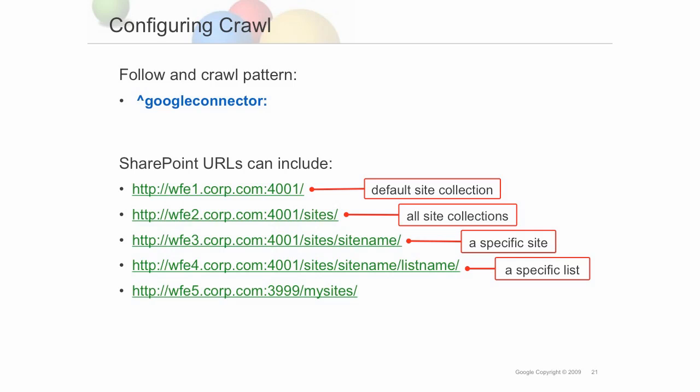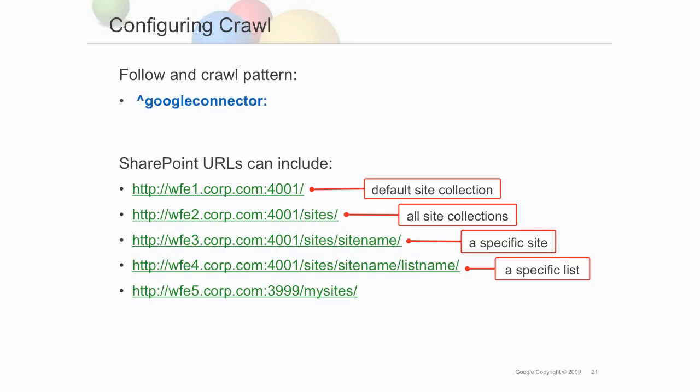SharePoint URLs are hierarchical in nature and can include such patterns as the default site collection with just the host and port, all site collections with the word sites added to the host and port, a specific site collection with the site name appended, or a specific list of objects by specifying the library name as well. Remember, these are URL patterns that can include regular expressions or only portions of paths.